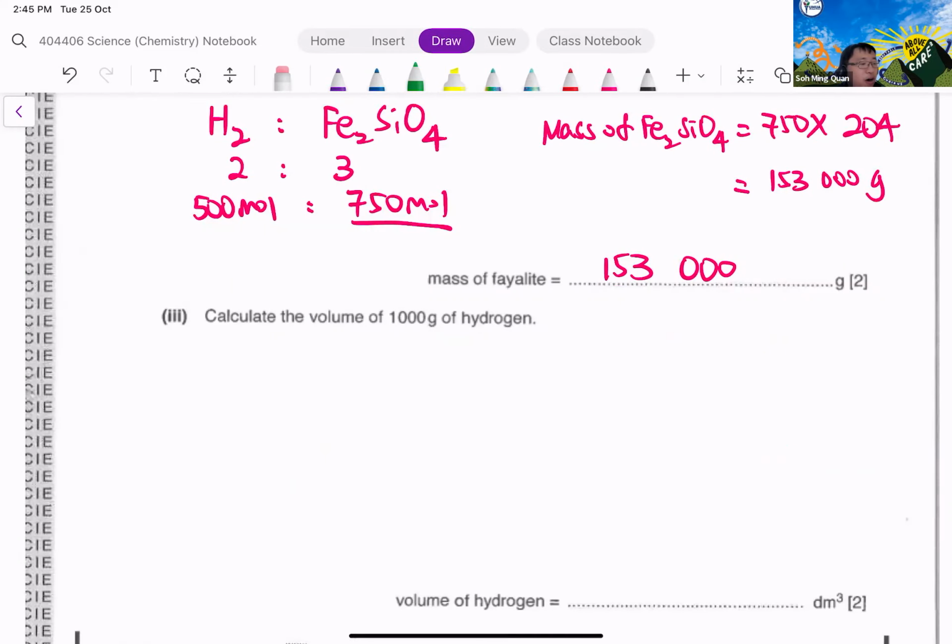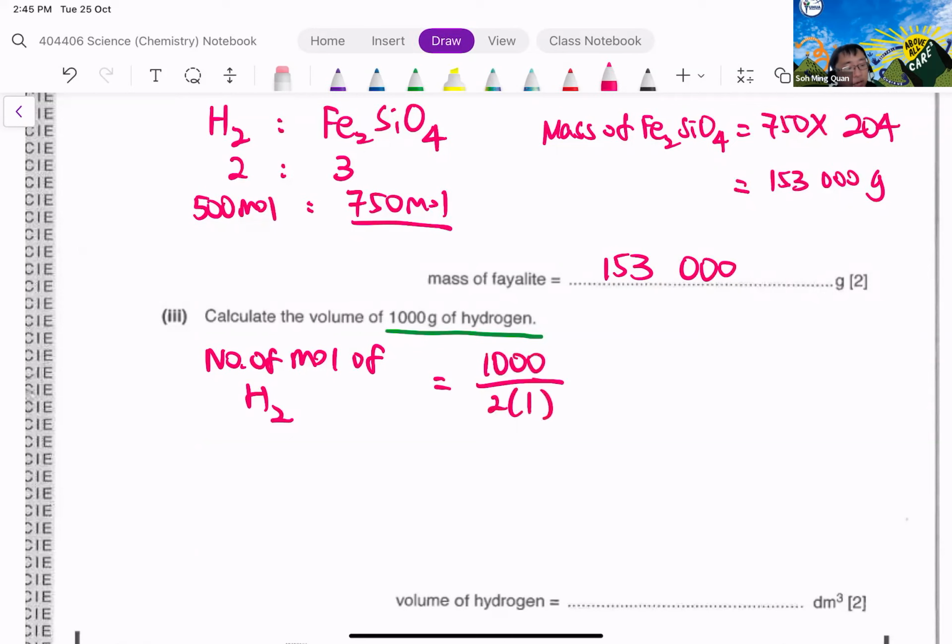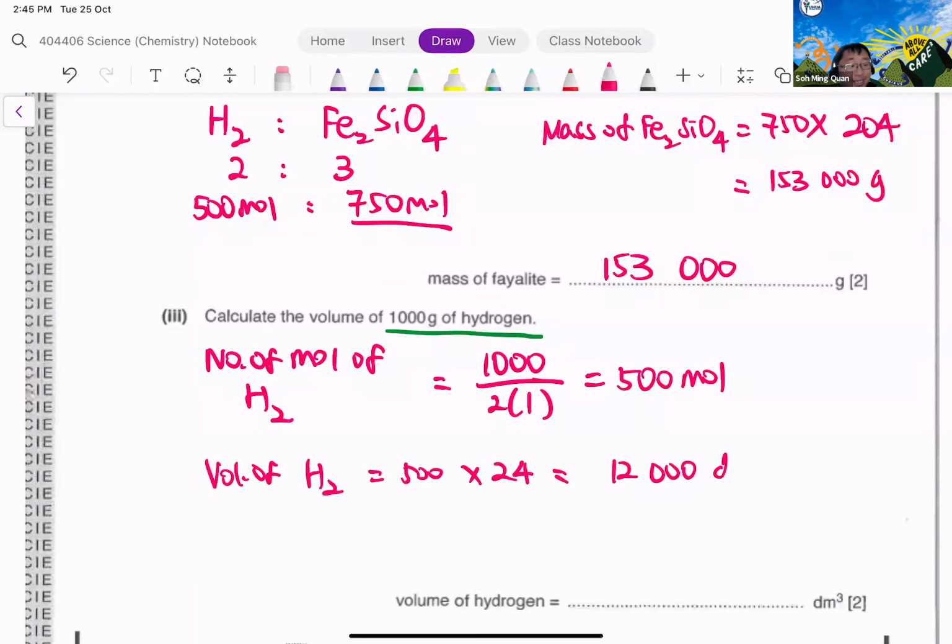All right, volume of 1,000 grams of hydrogen. So again, just now we calculated, right? You must convert to moles first. Number of moles of H2: 1,000 grams divided by 2 gives you 500 moles. 500 moles, what's the volume? 500 times 24. That gives you 12,000 dm cube. It's a huge number, right? All right, so take note, units are very important.